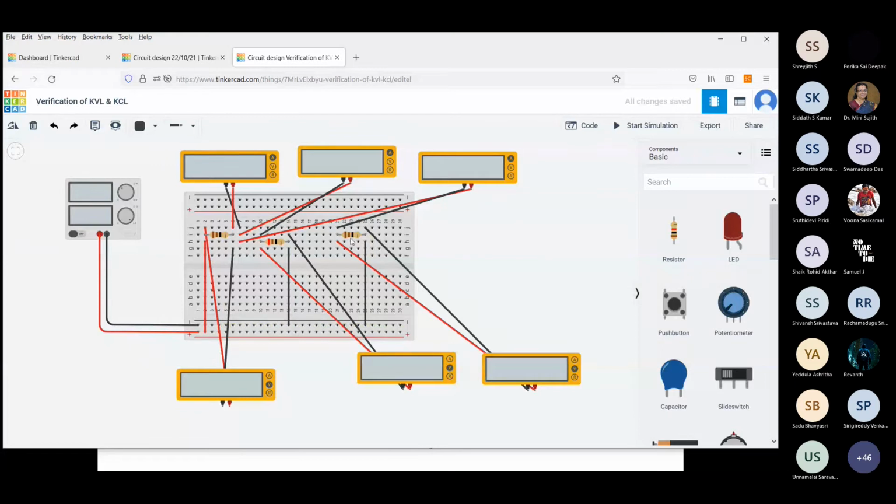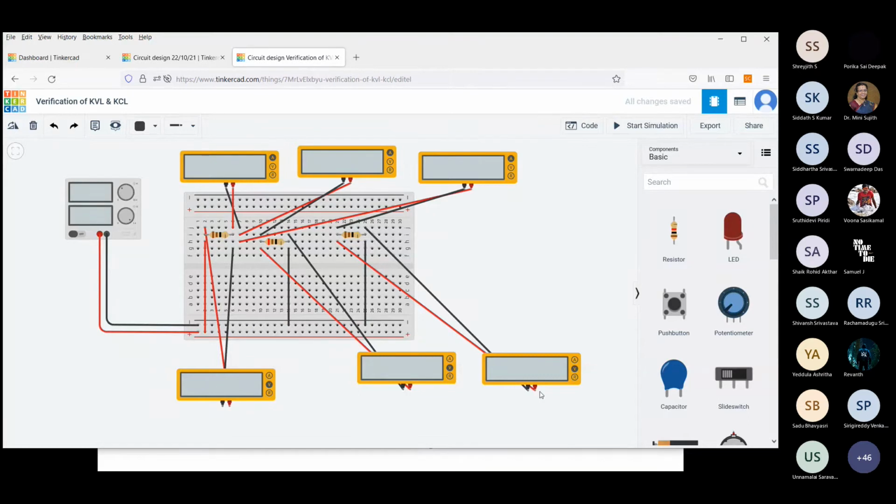Third resistor is remaining. So the positive of the third ammeter is connected to the short of the previous one. Negative is connected to the third resistor which was remaining. Then you connect back to the negative supply. Done. So all our ammeters and resistors are connected.